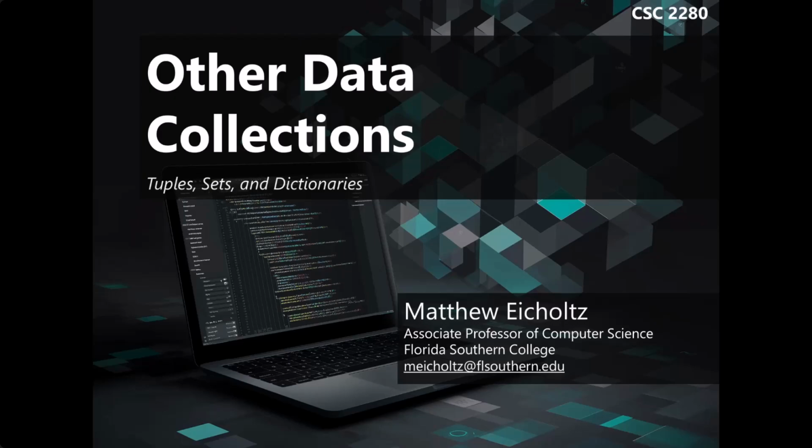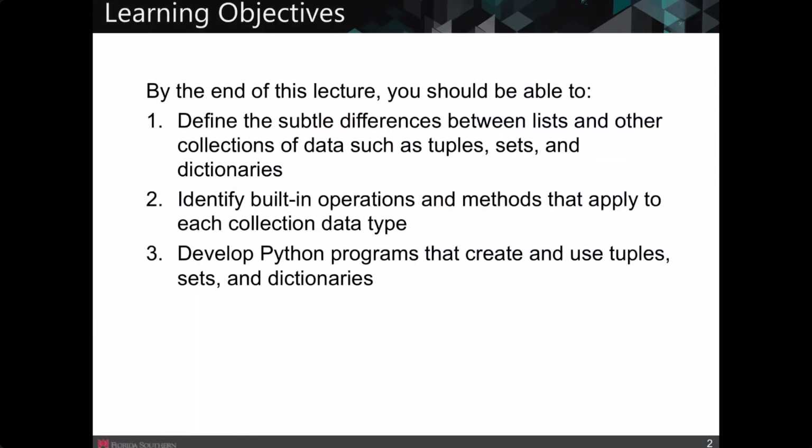Okay, now that we understand how lists work in Python, we should talk about other data collections. There are three in particular that I want you to know about. Those are tuples, sets, and dictionaries. They all have some similarities, but also subtle differences to lists.